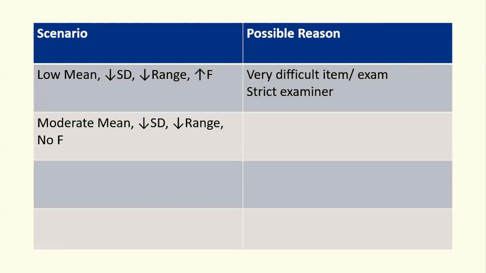Second case, a moderate mean score. So an average mean score, a mean score of 60%, low standard deviation, low range, and no failures. Suppose this is a practical exam or a clinical exam, a station: moderate mean, 60% score, low standard deviation, low range means nobody is getting a very high score, nobody is getting a very low score, and there are no failures.